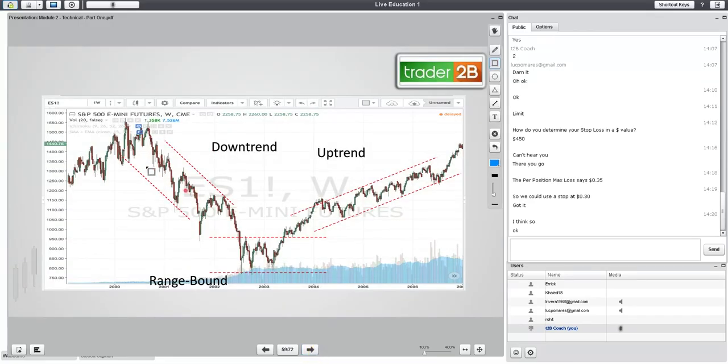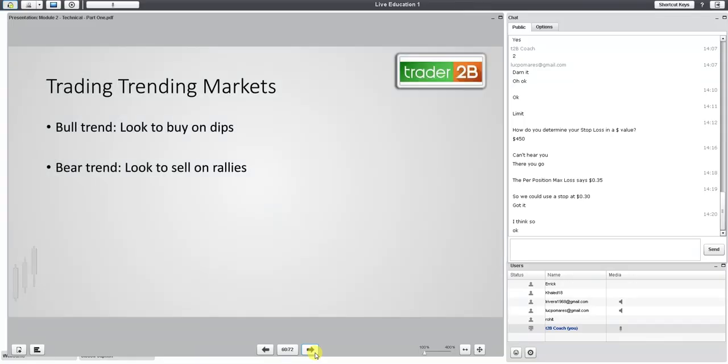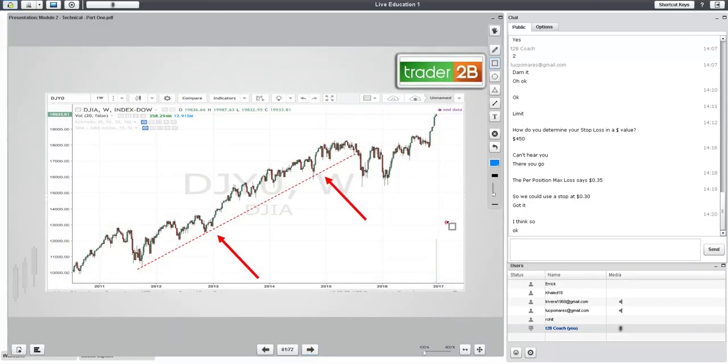Okay, so here we have a combination of an uptrend market, a sideways ranging market, and a downtrending market, all combined into one. So when trading trending markets, on bull trends you're looking to buy dips, and on bear trends you're looking to sell rallies. So in this particular scenario, you want to be looking for anytime the market dips.